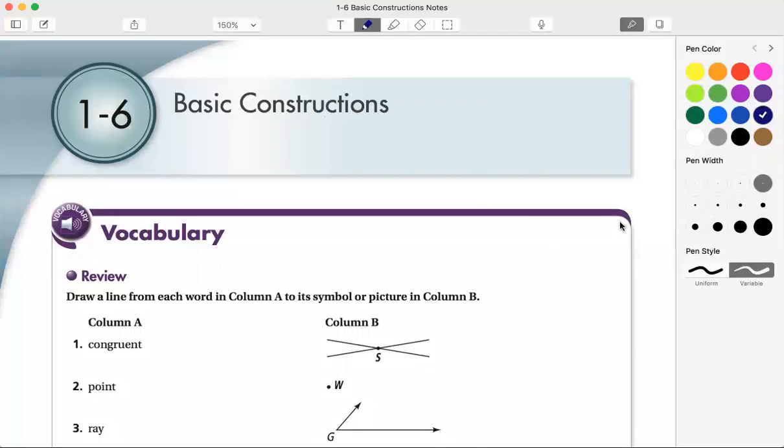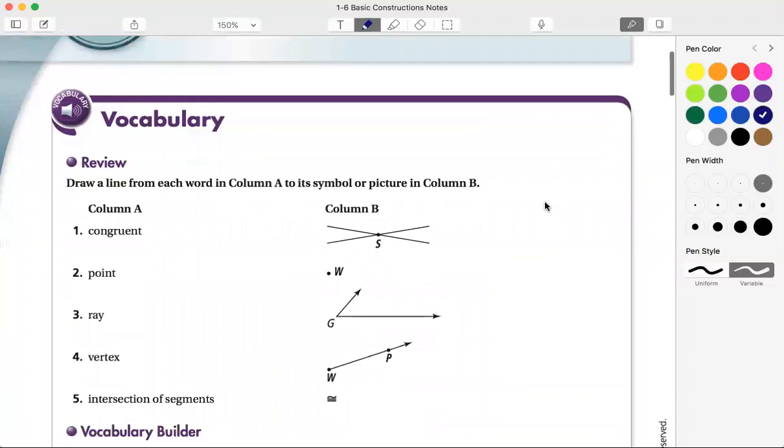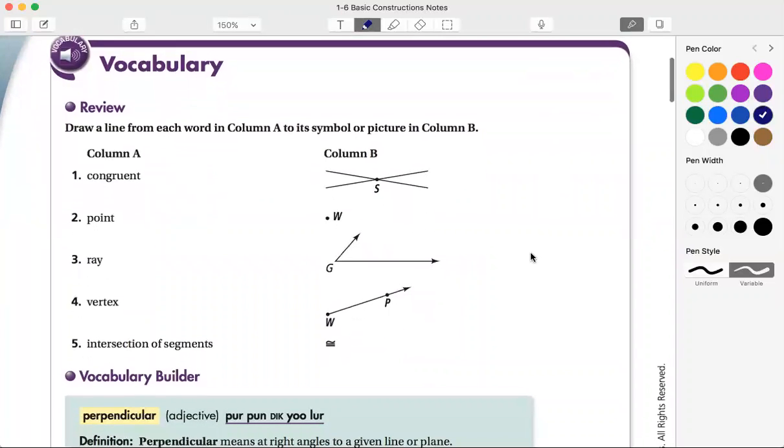All right, this is section 1.1-6, and this is on basic constructions. So let's review some vocabulary. We're going to draw a line from each word in column A to its symbol or picture in column B. So which one would represent congruent? Well, congruent is this figure here.